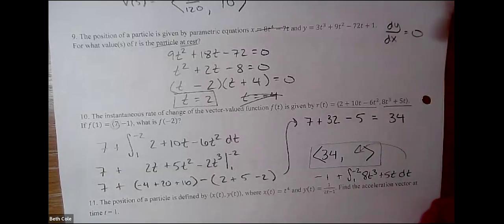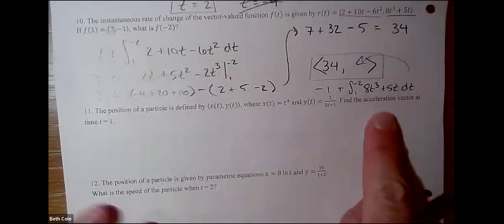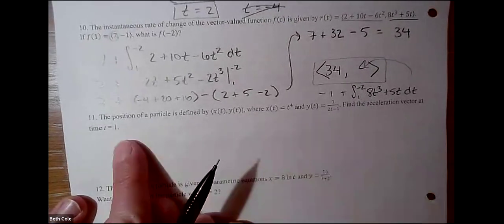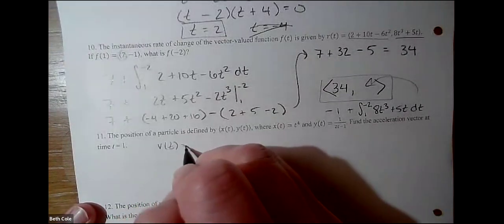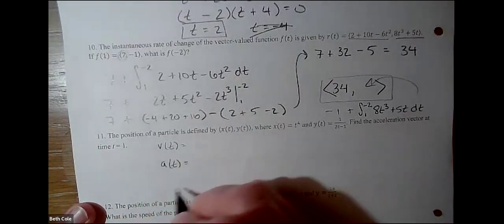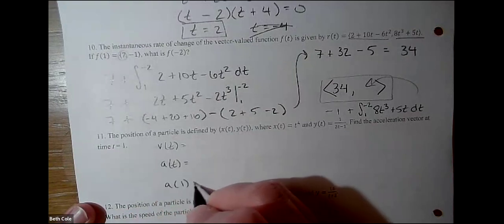All right, position is given by all of this. Find the acceleration vector at time 1. So we have position. We're going to find velocity first, then we're going to find acceleration, and then we're going to plug in 1.